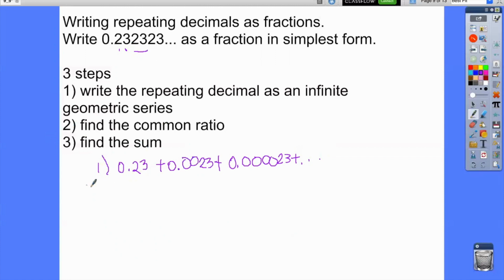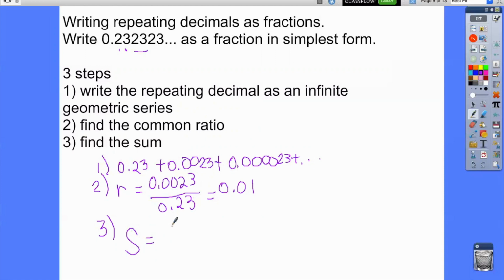Okay, part 2, or step 2. Let's find the common ratio. So if you were to use the first 2 terms, this eventually leads us to identify our ratio to be 0.01. All right, so we follow the steps to write it as a series and find the ratio, and now we're ready to plug in the information we have to find the sum. So let's do the first term up on the numerator, 0.23 over 1 minus 0.01, our ratio.